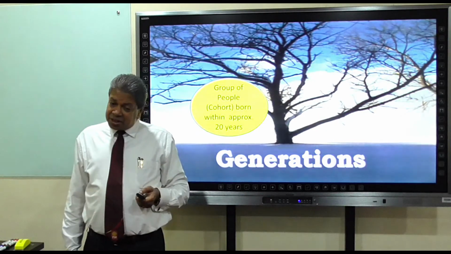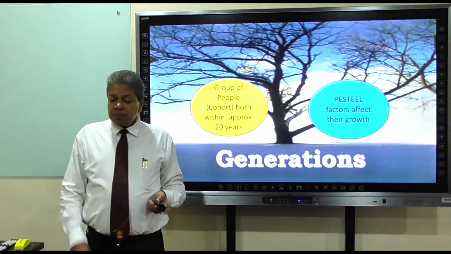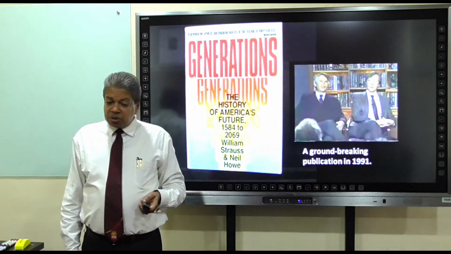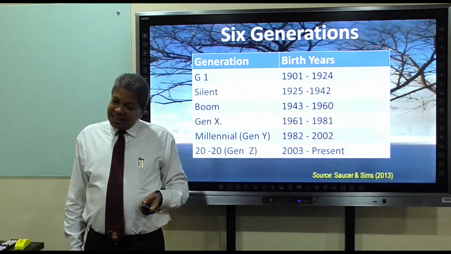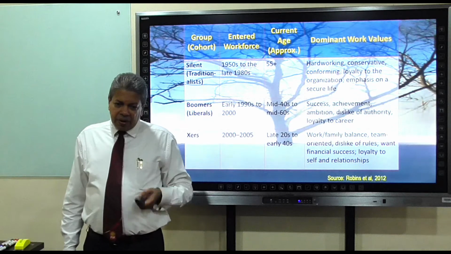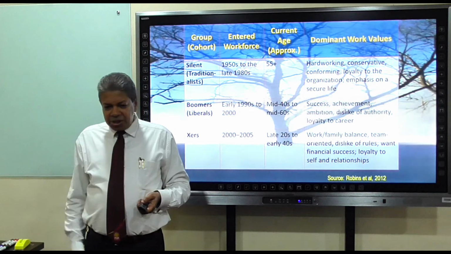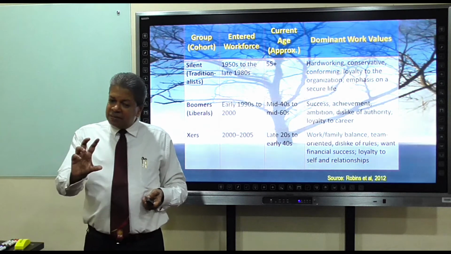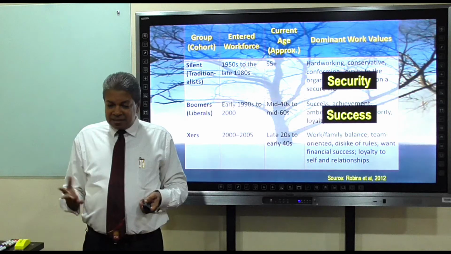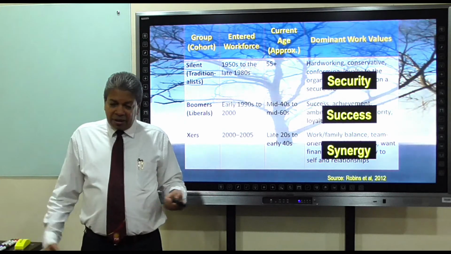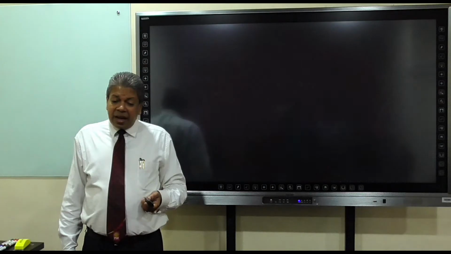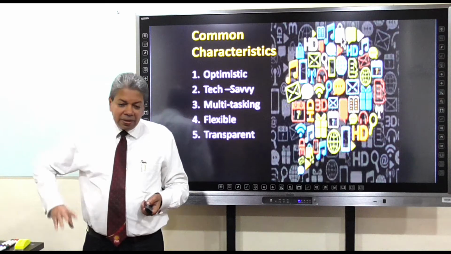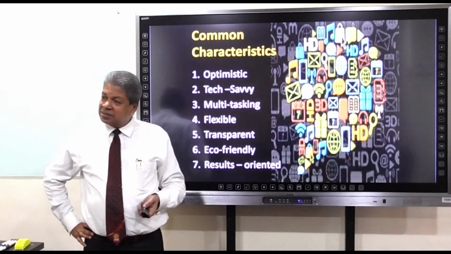Then you look at different generations, a cohort of 20 years, perceived factors affecting, and 6 generations based on William Strauss and Neil Howe, and what those generations are. And then the group entered the workforce, current age, dominant work values, and so on. And then we summarize the work values: traditionalist security, boomer success, X synergy, different values. And then millennials, we had a detailed look: common characteristics, optimistic, tech-savvy, multitasking, flexible, transparent, eco-friendly, and also results-oriented.